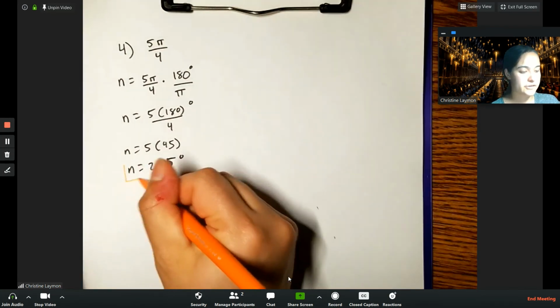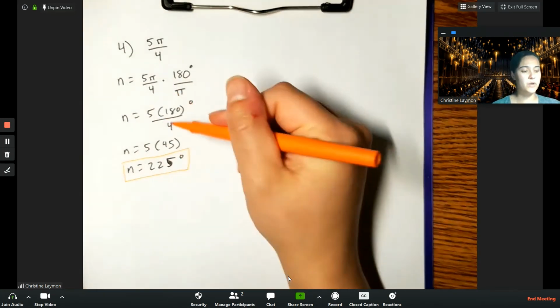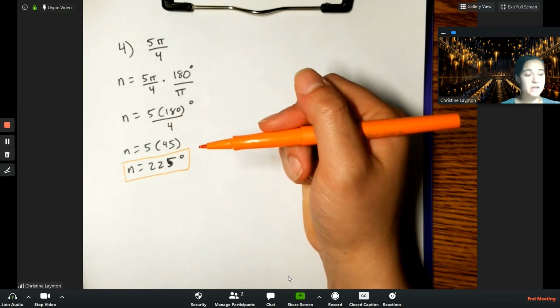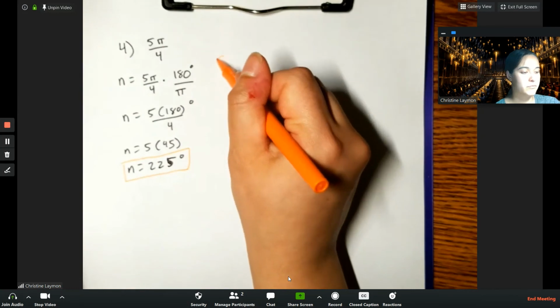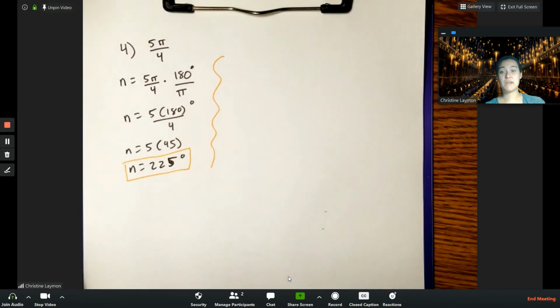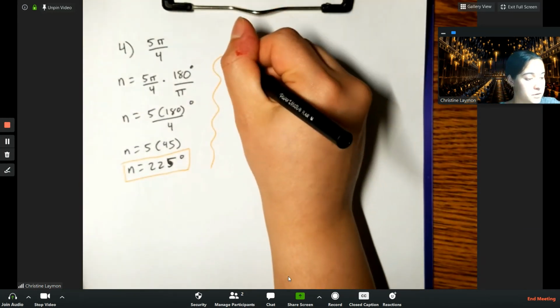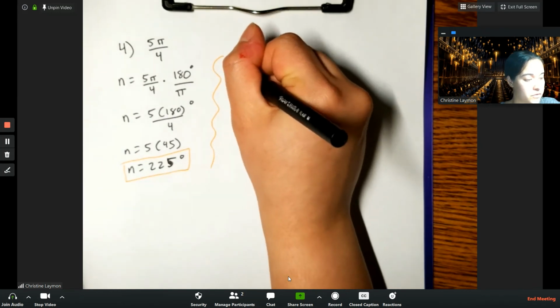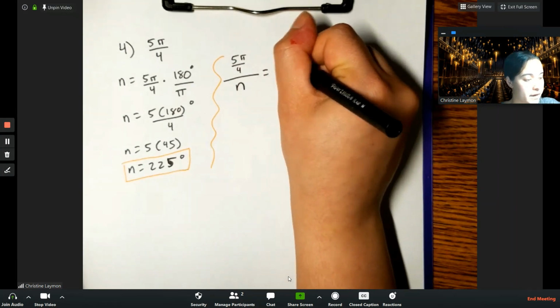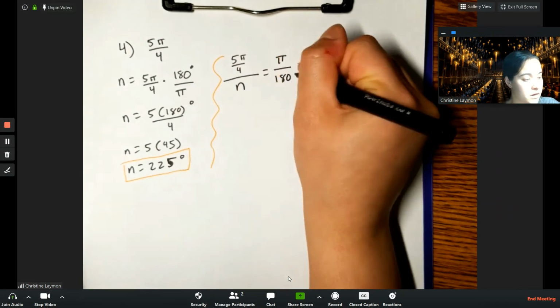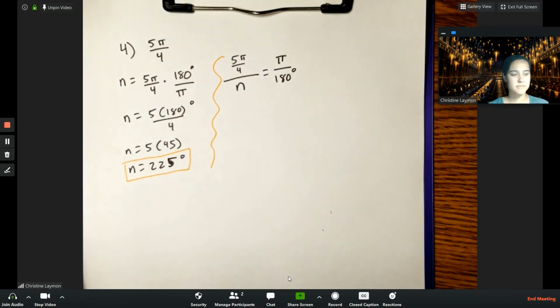That was the multiplication method. Here I said 180 divided by 4 to get myself to 45. I then multiplied by 5 to get to the 225. Let's go ahead and do the ratio method. And like the last one, it's going to be one of those fractions within a fraction. So I'm going to start with 5 pi over 4 over n equals pi radians over 180 degrees. And technically n is in degrees as well.